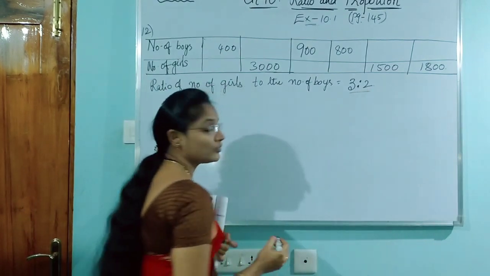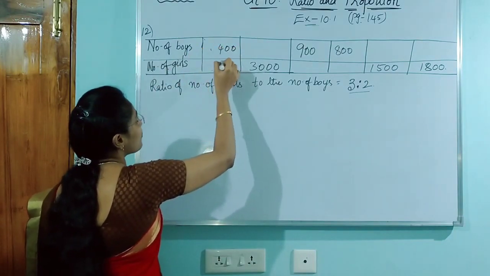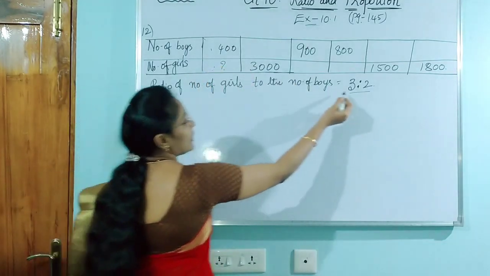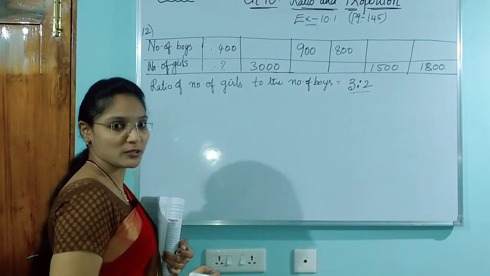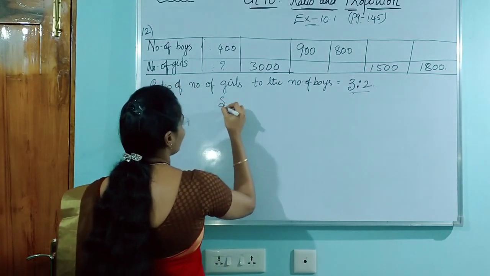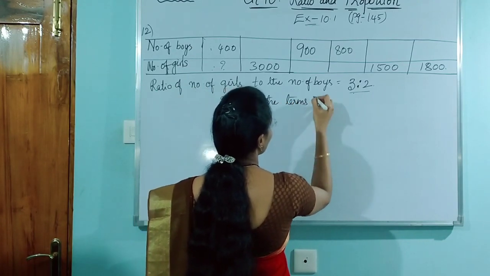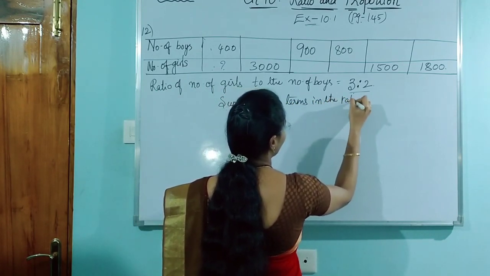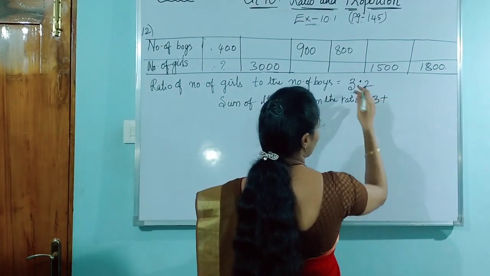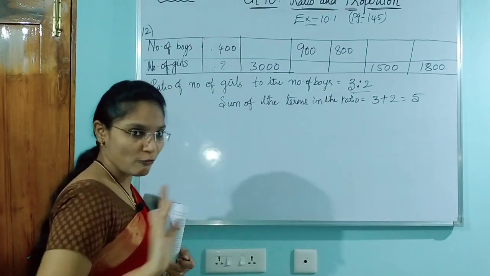Here the ratio is there. In the first one, the number of boys is there, the number of girls is not there. Now we have to find out the number of girls with the help of this ratio and the number of boys. How? First let us find out the sum of the terms in the ratio. Term 1 is 3, term 2 is 2. 3 plus 2 is 5. Sum of the terms in the ratio is 5.